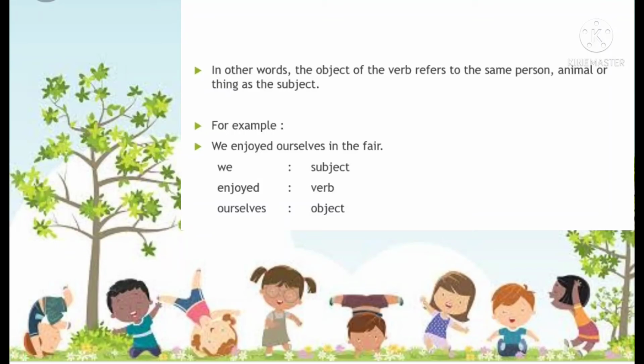For example, we enjoyed ourselves in the fair. So what is the subject in this sentence? We is the subject. Then what is the verb that is used in the sentence? Enjoyed is the verb, and the object of the sentence is ourselves. So kids, here the object is referred to the same person as the subject.